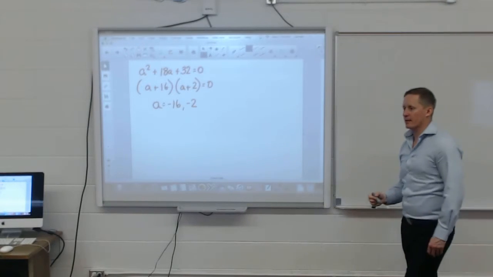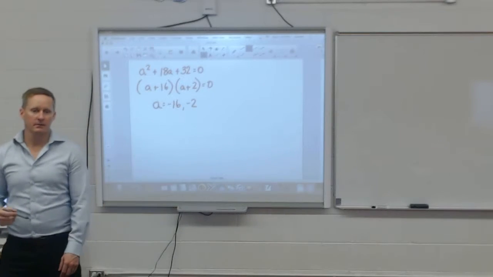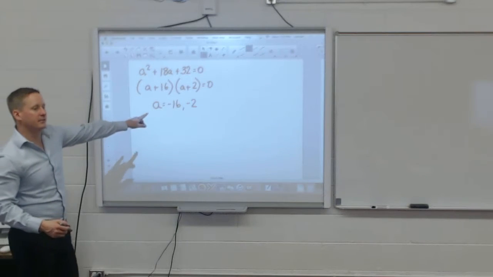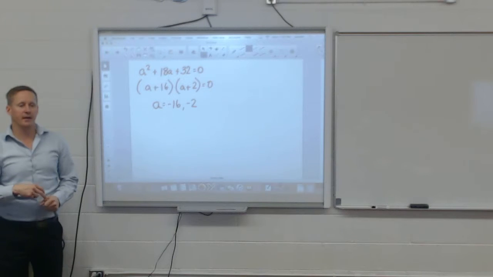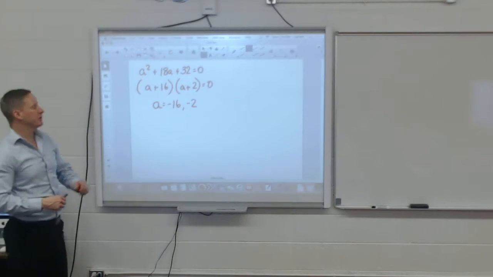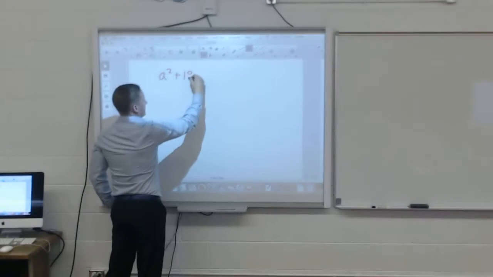Know your multiplication tables, know your factors. Makes your life a lot easier when you're doing this. Those of you that can't are going to struggle and take time. Time you don't have on a test. The reason you don't have time on a test is because you can't do these things quickly enough. So that's got to get fixed. You need to work at that. Okay, but that's not the way they want us to do this question. They wanted us to complete the square. So let's complete the square.